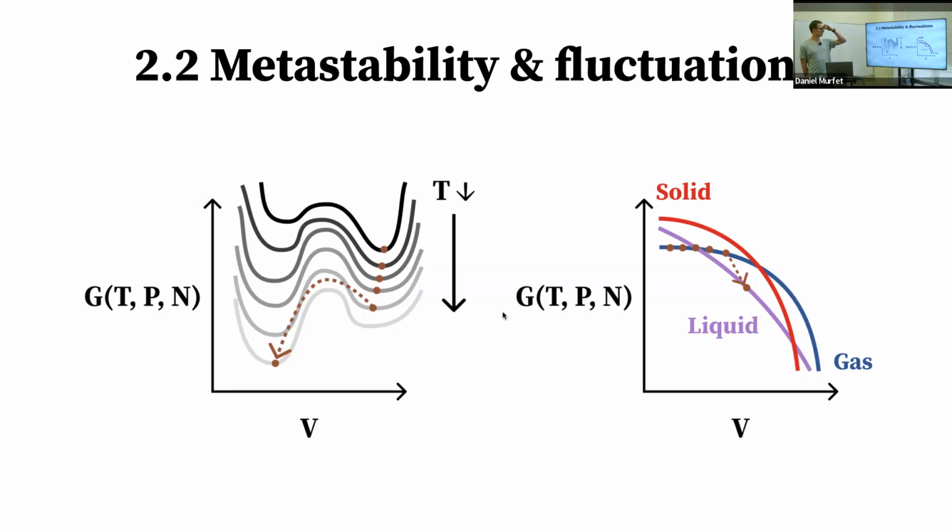Some values of the temperature. There are three phases, and there's another local minimum. So those three lines correspond to the three local minima.